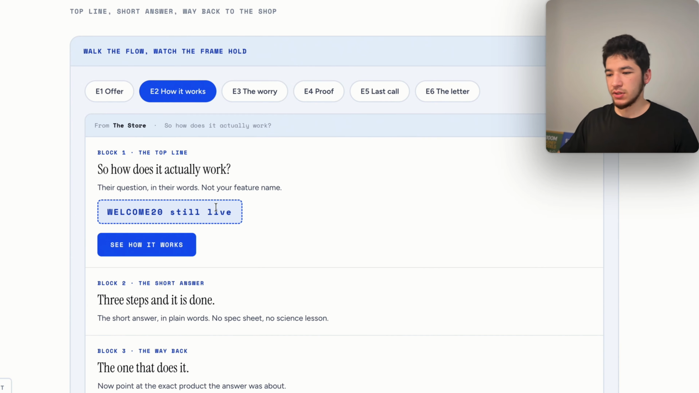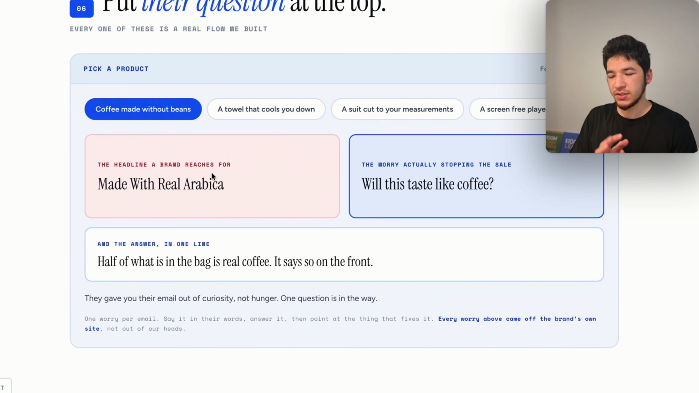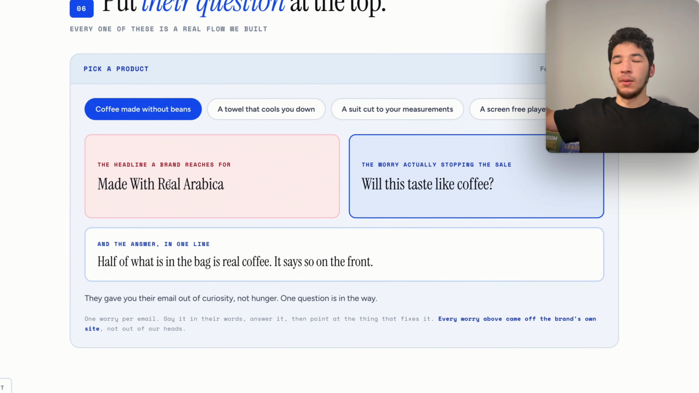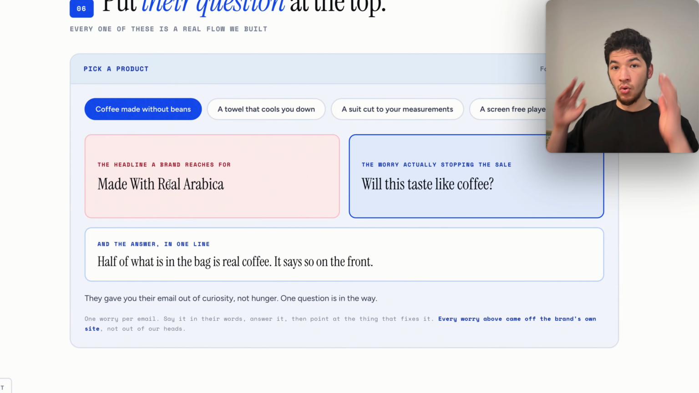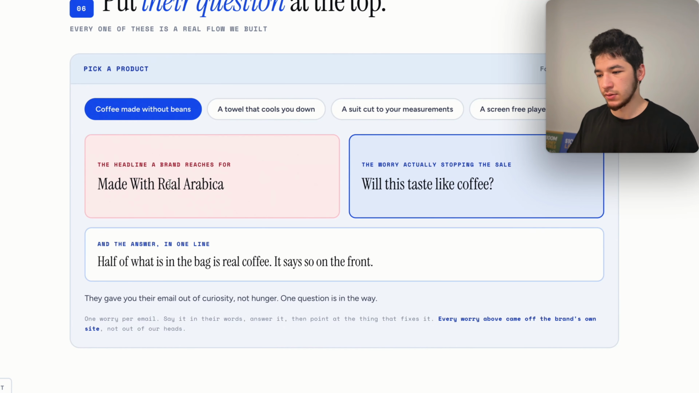Let me actually cover this. A lot of brands have a headline that doesn't mean anything, like "Made with real rabbit cow." Nobody understands it. It's a fancy word, I get it, but nobody gets it. Whereas the actual question is, will this taste like a coffee? Is this a coffee? This is the main question.